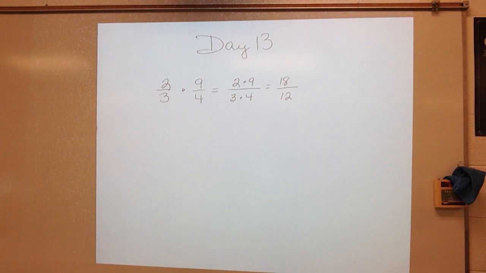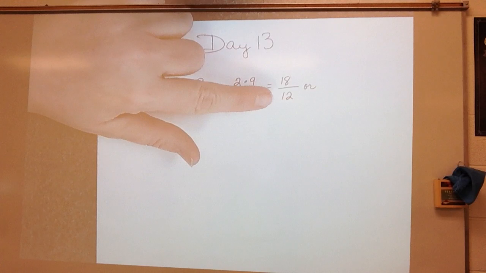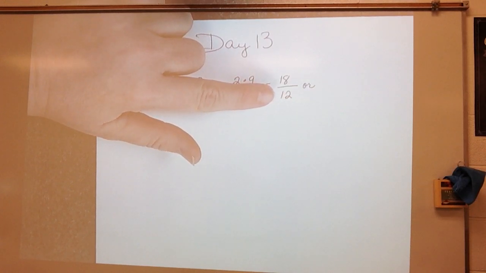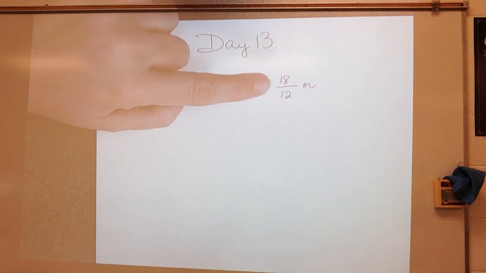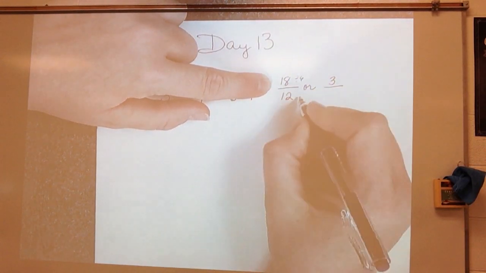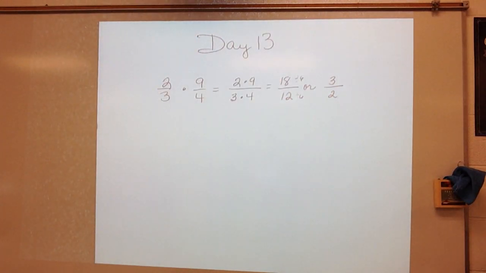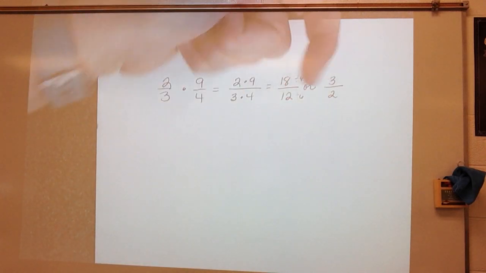Sometimes you will find it left like this. Sometimes we need to look at, can we reduce this? I can reduce this by 6. That is the biggest number that I can reduce it by. 18 divided by 6 is 3. And 12 divided by 6 is 2. You could also change that to a mixed number if you would like to. Sometimes they will give you in mixed number form. Sometimes it will be left like this.